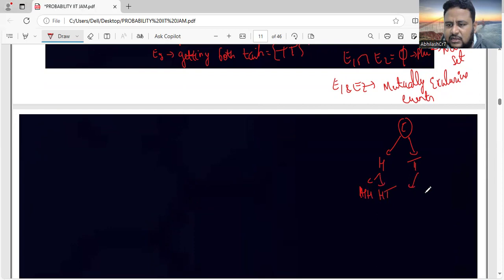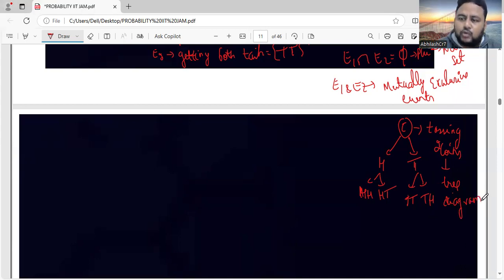Now, if I toss another coin, what are the possibilities I'll get? I can get tail and tail or tail and head. So these are the total possible outcomes when it comes to tossing two coins. In mathematics, we call this a tree diagram. So this is about tossing two coins.